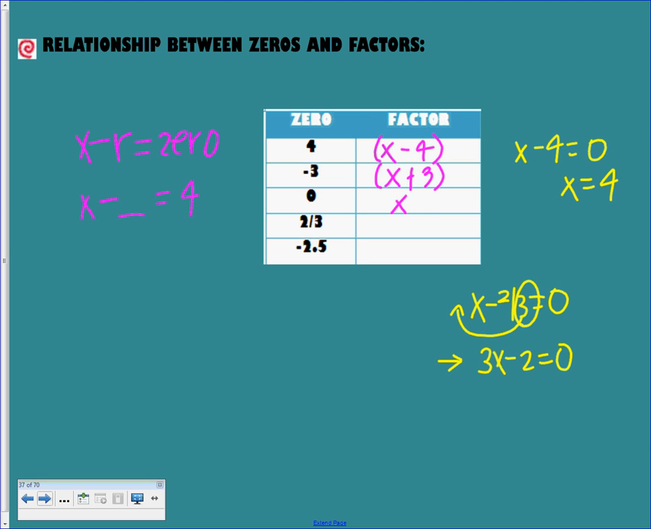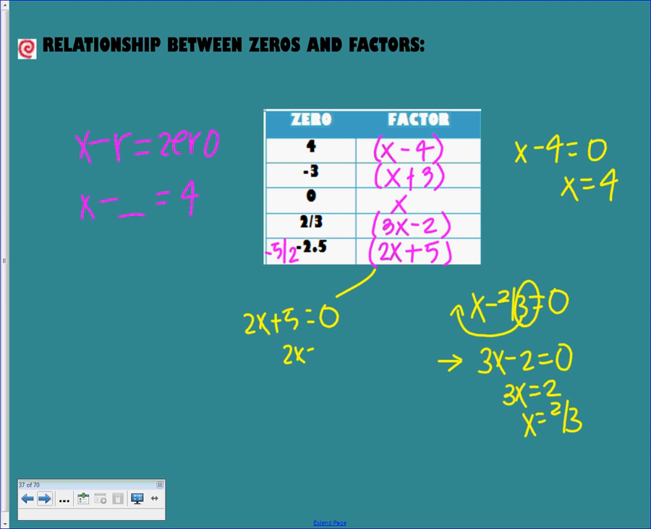Well, if we were to solve this factor like we were doing on the front, we would add 2 and then divide by 3, so I would get 2/3. So the shortcut is take the denominator and move it up front. So this is going to be the factor 3x minus 2. Negative 2.5 is the fraction negative 5/2. So if I move the denominator out front, that becomes 2x. It's kind of opposite day, so then plus 5. Again, if you're not sure, just check your work. So if I say 2x plus 5 equals 0, I'd subtract 5 and divide by 2, so I get negative 5 over 2. So we're good to go.